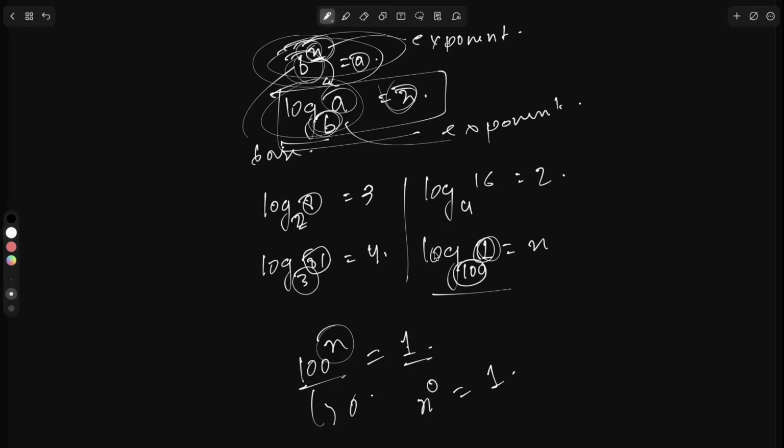So the value of this should be equal to 0, or maybe you should note that down: log of any number, where the base is equal to 1, it will always be 0, right? Now let's talk about some more examples.